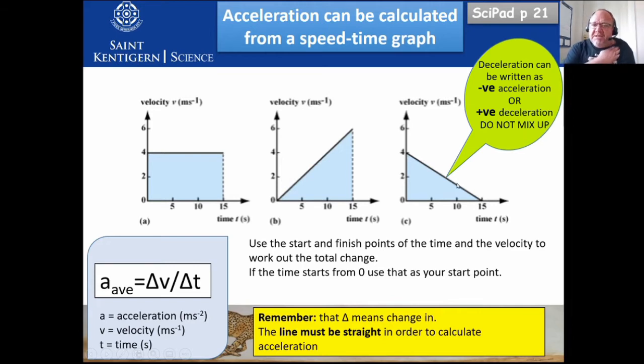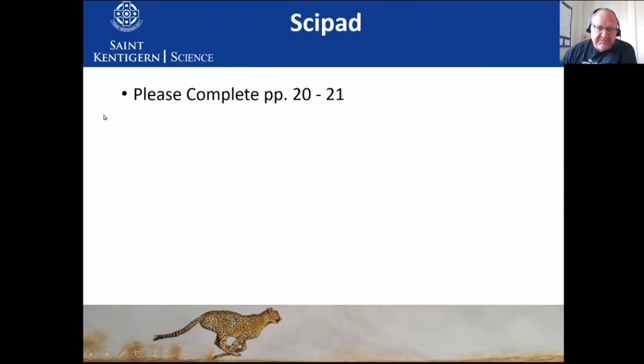And the deceleration, if we do the calculation, we go the velocity final, which is 0, minus your velocity initial, which is 4, so that gives us minus 4 over 15. Okay, and so remember to use the start and finish point of the time for the velocity you work out. If the time starts from 0, that is your start point. Okay, so please pause the video and jump on SciPad page 20 to 21.